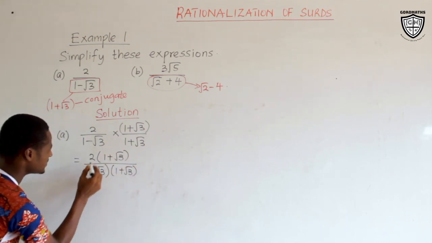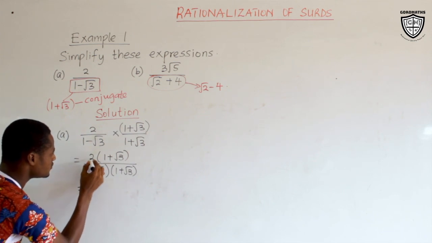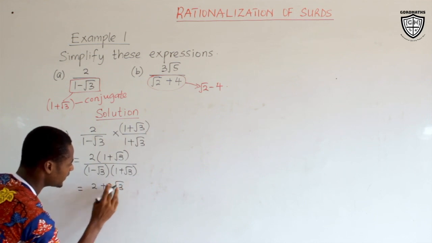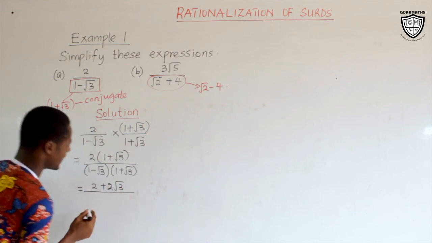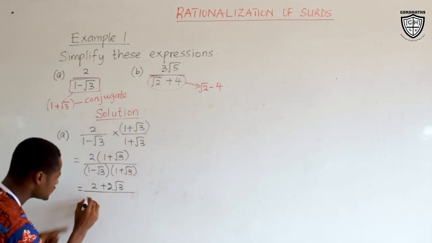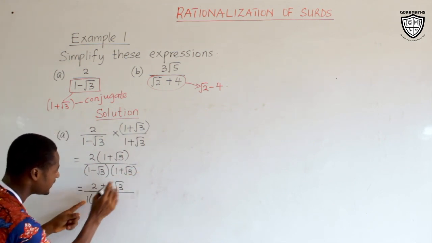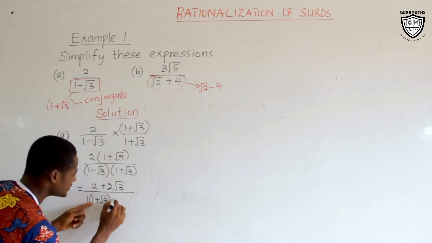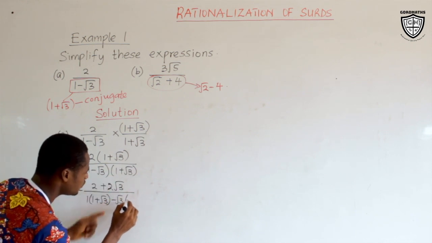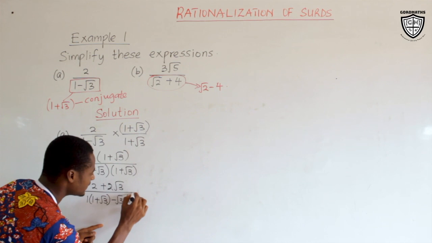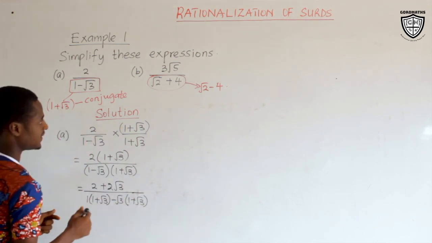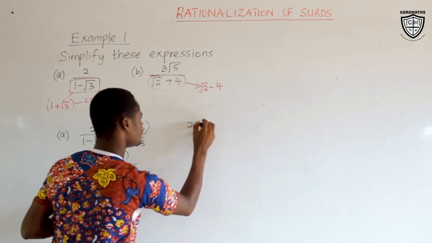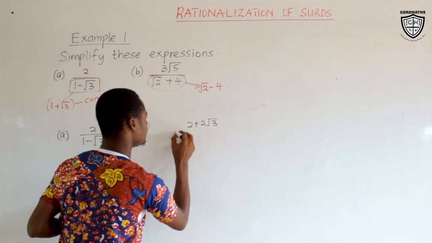And this should give us 2 times 1 is 2. 2 times square root of 3 will give us 2 square root of 3. Then at the denominator, we want to expand this bracket. So 1 here will multiply the whole of this expression, 1 plus root 3. Then minus root 3 will also multiply the whole expression, 1 plus root 3. Let's simplify that. We will have 2 plus 2 root 3 at the numerator.